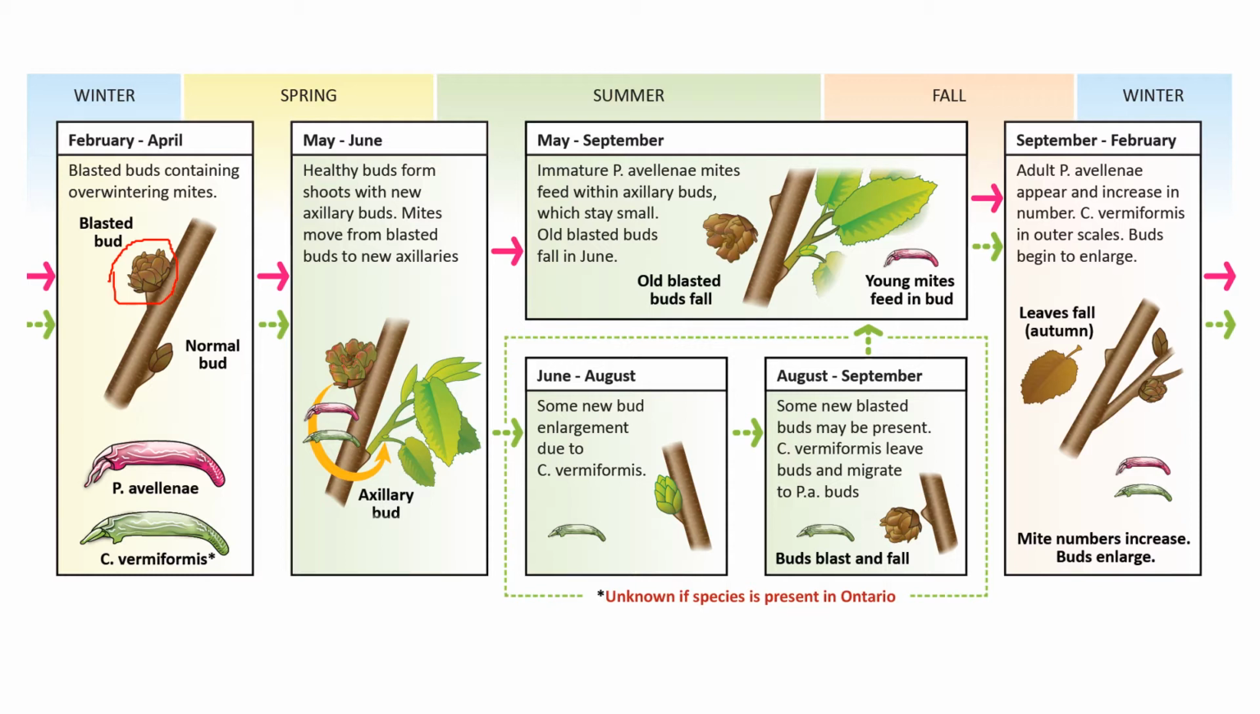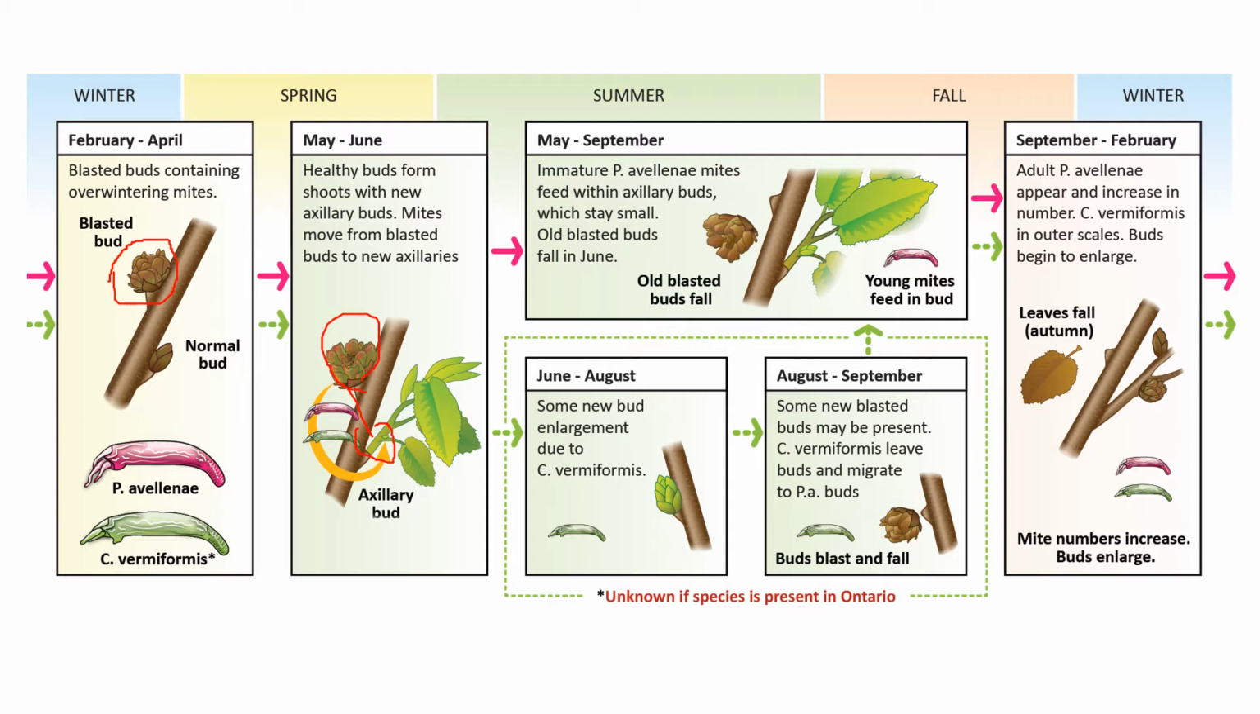in the orchard. Now, from May to June, healthy buds present on the trees will start to form shoots, as you can see here. And those shoots will have these very, very tiny auxiliary buds present, which I've outlined with this circle down here. When that happens, and when temperatures become warm enough, the bud mites will leave the blasted buds, as evidenced up here, and will move to the auxiliary buds and just kind of hang out at the base of those buds or nearby and wait for them to develop.